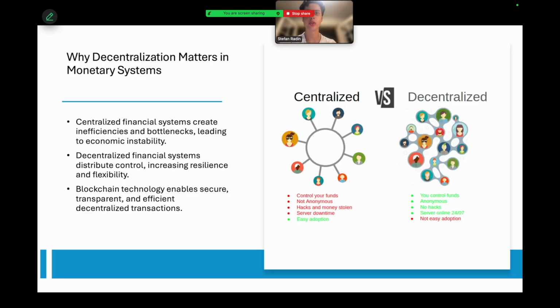Traditional financial systems operate under centralized control, with banks and governments managing transactions. However, centralization can lead to inefficiencies, bottlenecks, and even economic crises when key institutions fail. Decentralization, on the other hand, distributes control, reducing systemic risk and enhancing flexibility. Blockchain technology plays a crucial role here by enabling secure, transparent, and peer-to-peer financial transactions without intermediaries. This mirrors how ATP enables individual cells to manage their own energy needs, ensuring efficiency across biological systems.